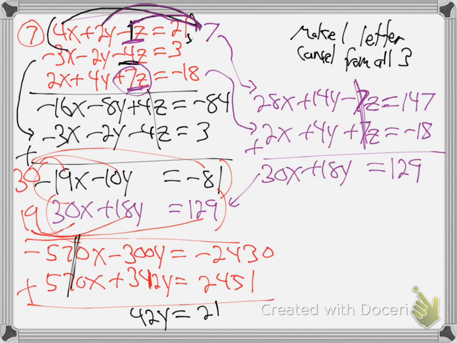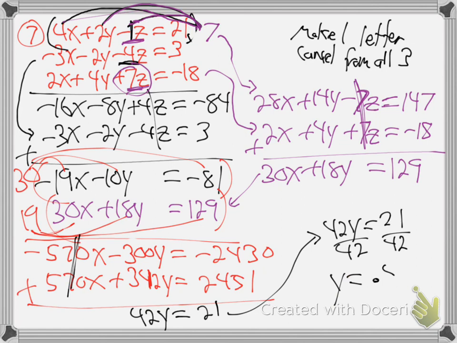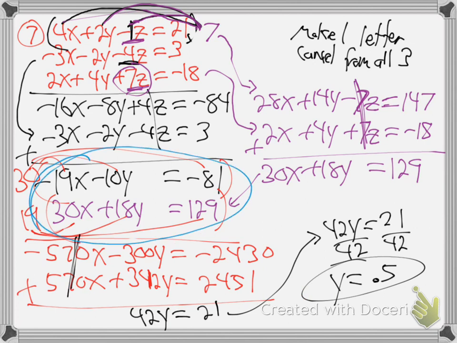Interesting. Okay, bring it over here. 42y is 21. Divide by 42. Y is 0.5, or a half. Y is a half, so we got our first answer. Now, where are we going to plug it in? To one of these two, because these two only have x and y. I'll just grab the top one here.